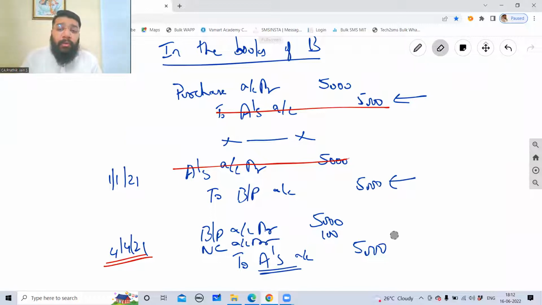So to A, we have to pay a total of 5,100: 5,000 for purchase value, 100 rupees for noting charges. So this is the entry that you will record. These are the only two entries that you will record.